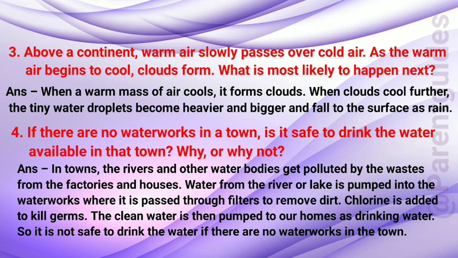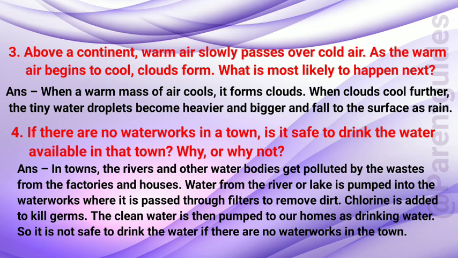3. Above a continent, warm air slowly passes over cold air. As the warm air begins to cool, clouds form. What is most likely to happen next? Answer. When a warm mass of air cools, it forms clouds. When clouds cool further, the tiny water droplets become heavier and bigger and fall to the surface as rain.